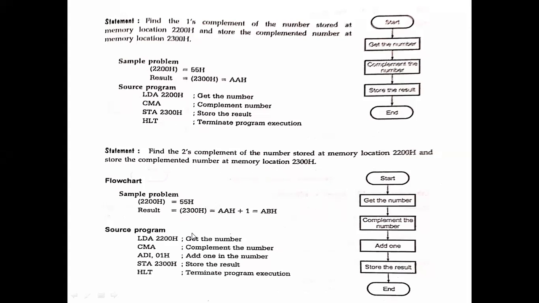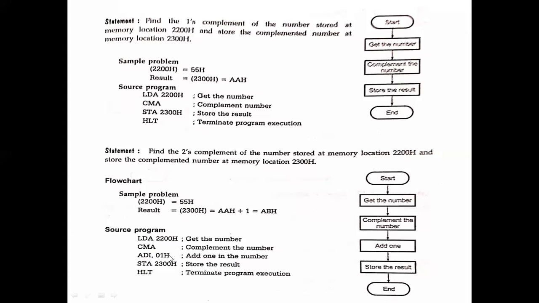So the second problem will go in the same way as the first one. Besides, we have to add another instruction by which we are going to add 01 to the content of the accumulator. So first of all, we will load the number from 2200 into the accumulator, take the 1's complement, and then we will do the addition process with ADI 01.